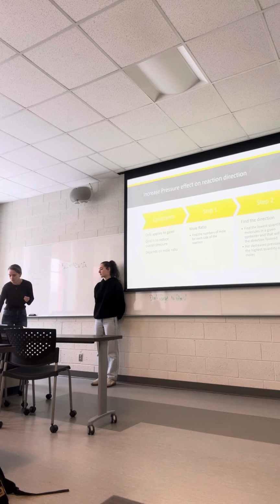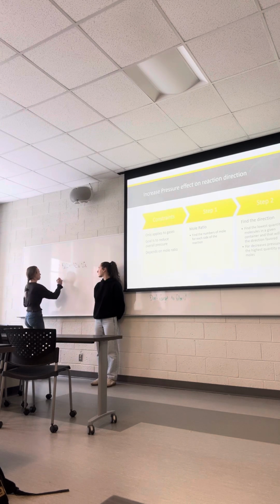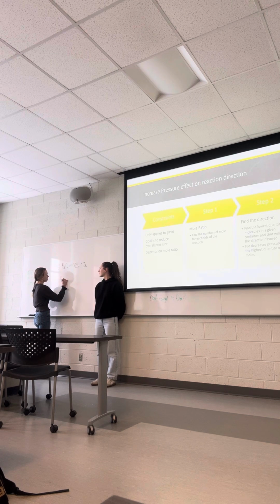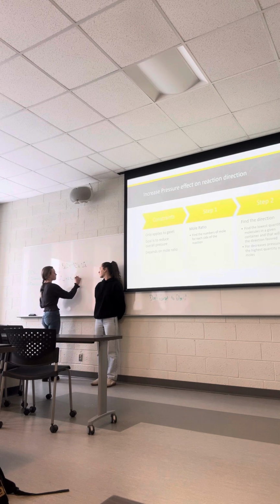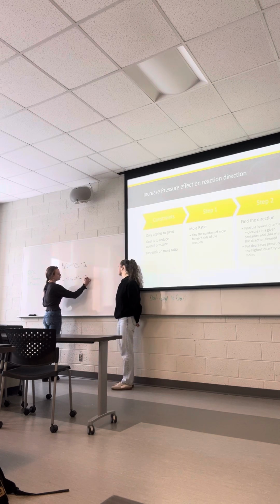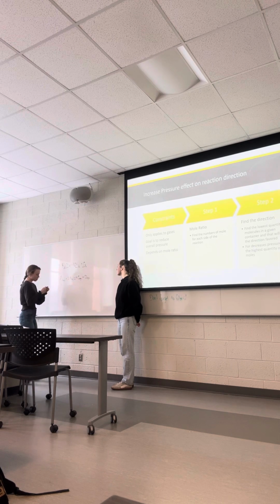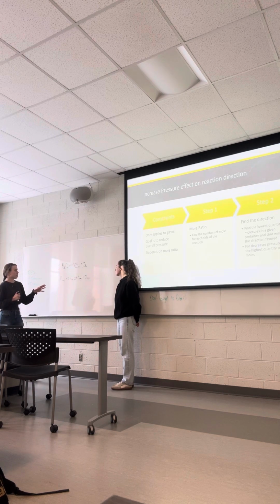If I have, let's say, A gas plus 2B gas in equilibrium with C gas and D gas, and I increase the pressure of the overall container, my goal is to favor the reaction that will reduce the overall pressure. If it's a condition of how many moles interact with the container, that means I have to reduce the amount of moles. Which side would be favored?